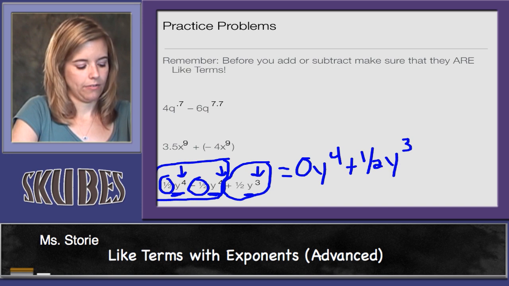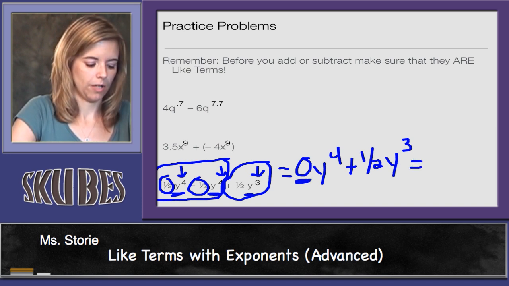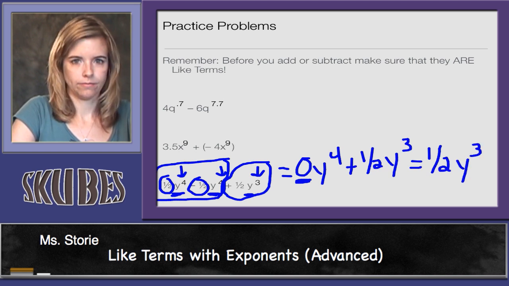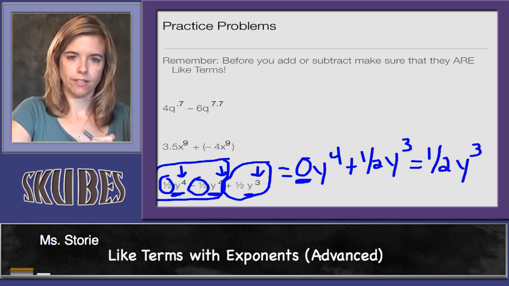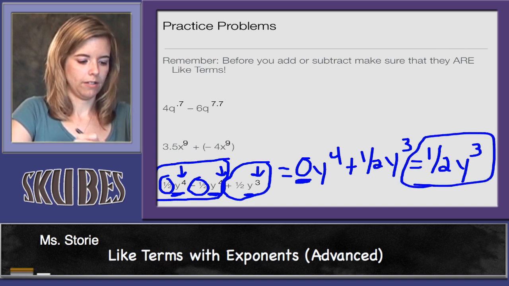And usually in algebra, if the answer has a coefficient of 0, you don't write it at all. So your final answer would be 1/2 y to the 3rd. Because that guy can't be added or subtracted to y to the 4th because it wasn't a like term. So this right here would be the final answer.